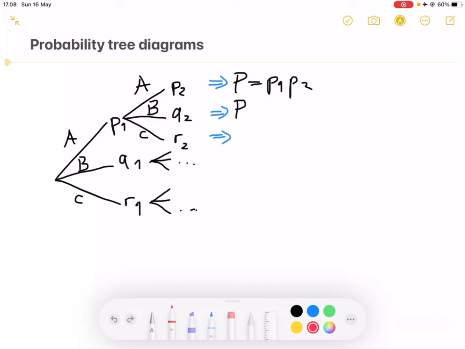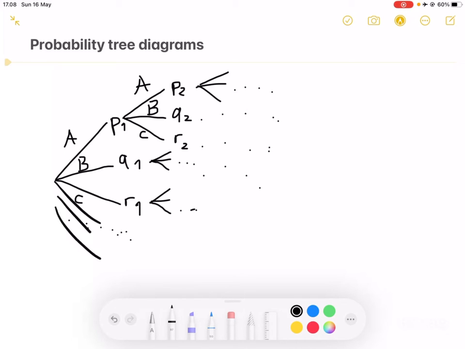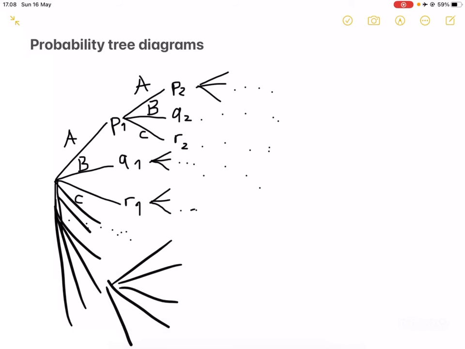So it will be P1 times Q2. Similarly, this will be P1 times R2. Now this in fact works for any finite number of trials or branches in this context. So you can just continue all the branches on and on, for any finite number of events. You can draw more and more branches leading to here and expand it out from here. And a use of this will be demonstrated by the next example.